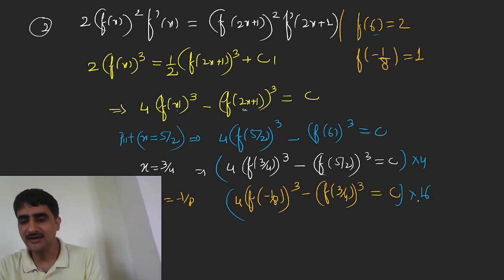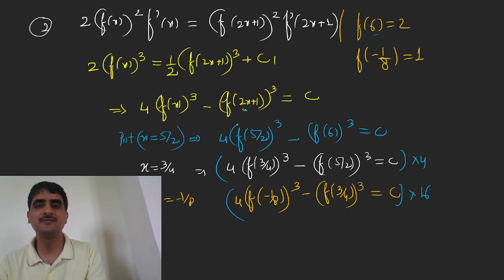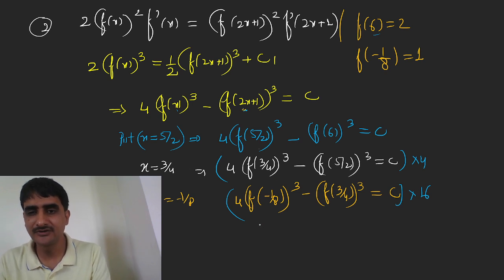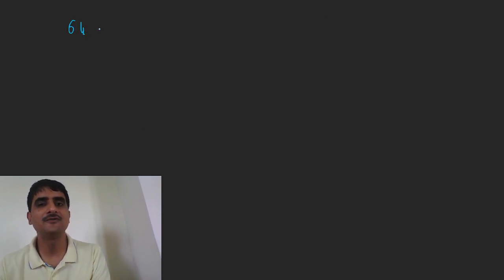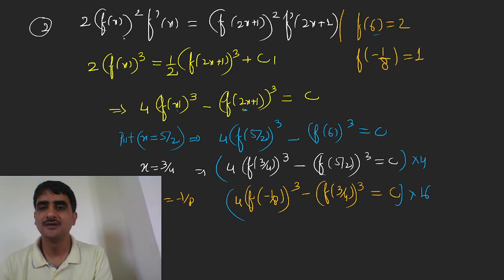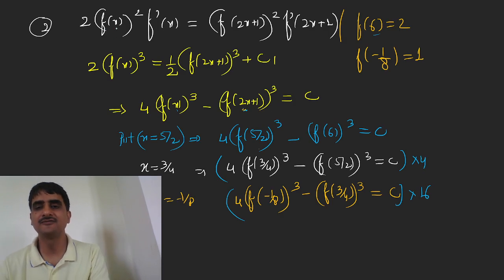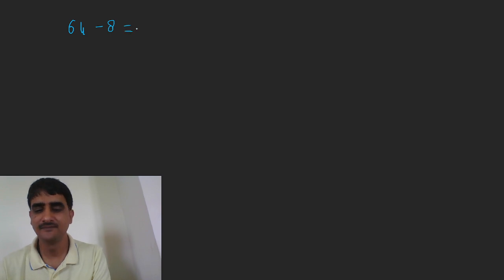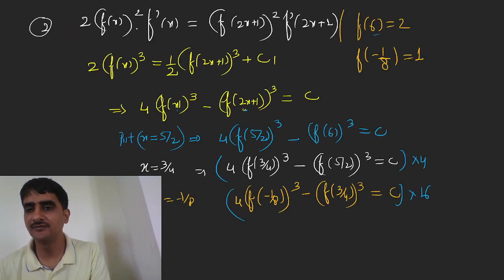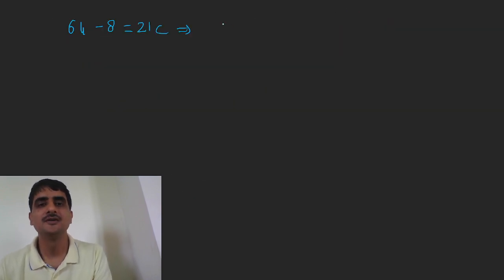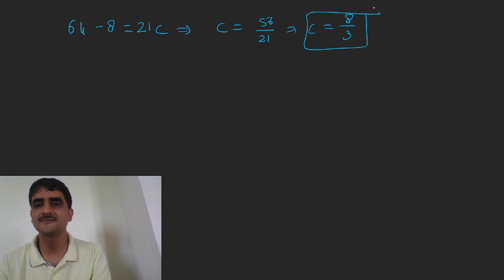Now add them. When you add them, 4 times f of 5 by 2 whole cube gets cancelled, and 16 times f of 3 by 4 whole cube gets cancelled. So we are left with 64 times f of minus 1 by 8, which is 1, whole cube, and then minus f of 6, which is 2, minus 8, is equal to 21 C. So C is 56 by 21. So we have C as 8 by 3. Yeah, that's it.